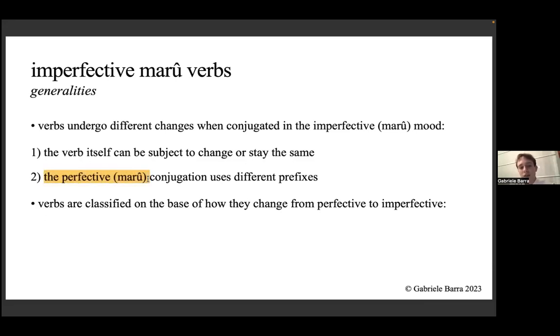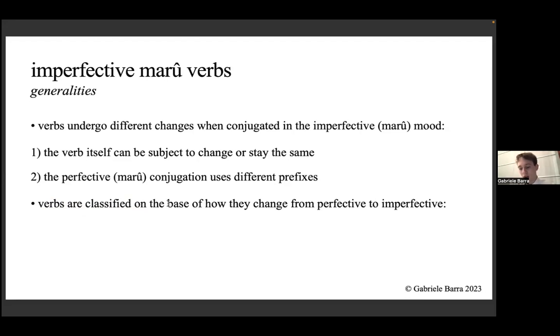And the perfective, so the other conjugation, it basically just uses different prefixes. So it's like learning, I don't know, conjugations in whatever language. It changes depending on the past or some grammatical tense. So in Italian, you have different endings for the past and the future. Same thing in Sumerian, you have different suffixes and prefixes. So once you master them, and they're not really hard, you can read most verbs in Sumerian. And verbs are basically classified on the basis of how they change from perfective to imperfective.